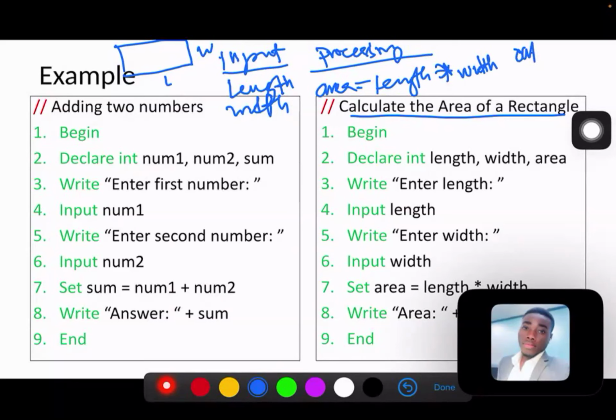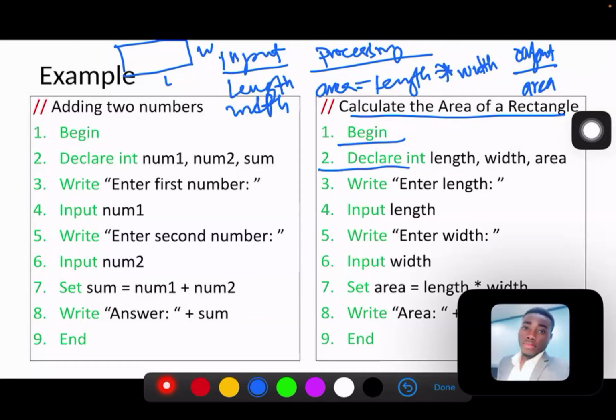Then what's the output? The output is printing the area. So now let's begin. We start the program. We create the variables. Remember, we need a variable called length, a container for width, and a container for area. So we create 3 important things: length, width, and area. Remember, all 3 of them are integers. Please take note of that. You could have made them float or double or whatever it is. So remember that when you are creating, you, the programmer, are in charge of assigning the data types.